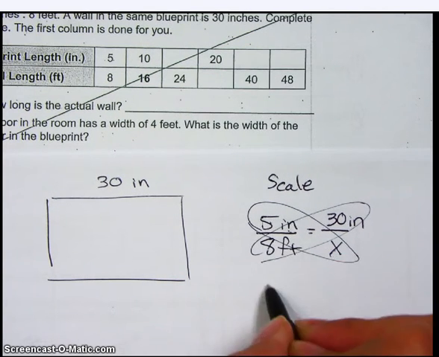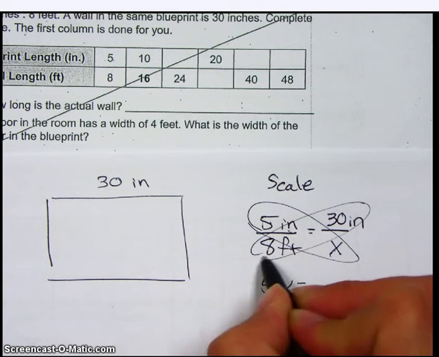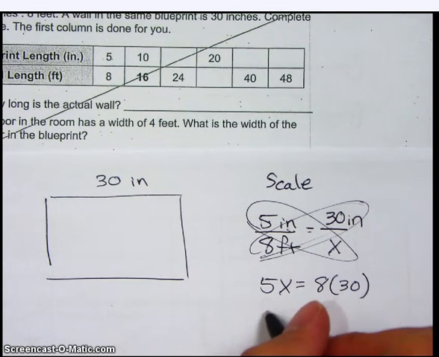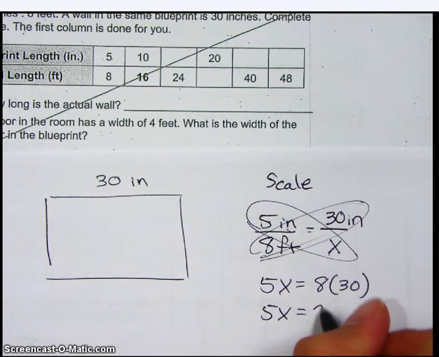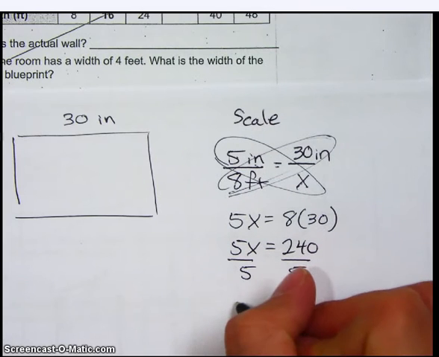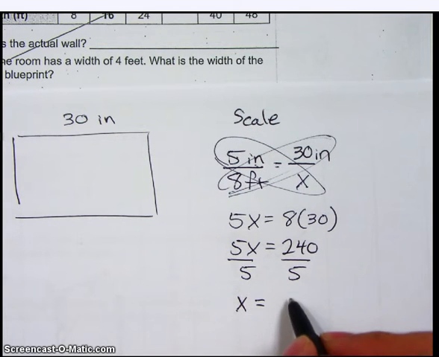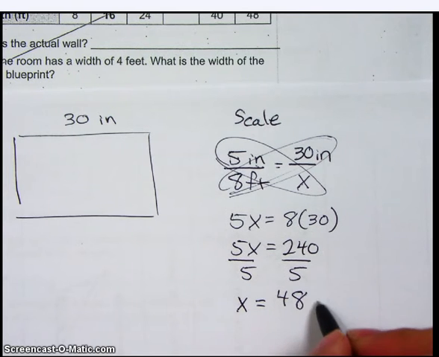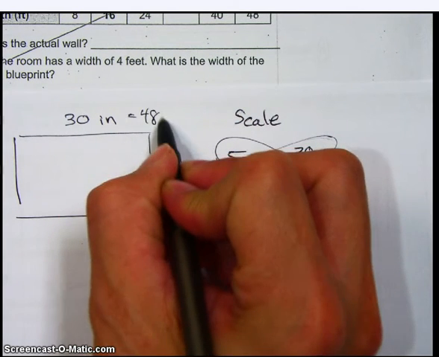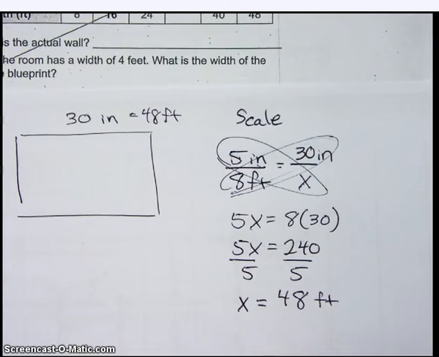I can go 5 times x, and I can go 8 times 30. And so I get 5x is equal to 240. If I divide both sides by 5, I can find out what that missing value is. So x is going to be equal to 48, I believe. And so that means it's 48 feet. This 30 inches is really 48 feet on the real drawing part.